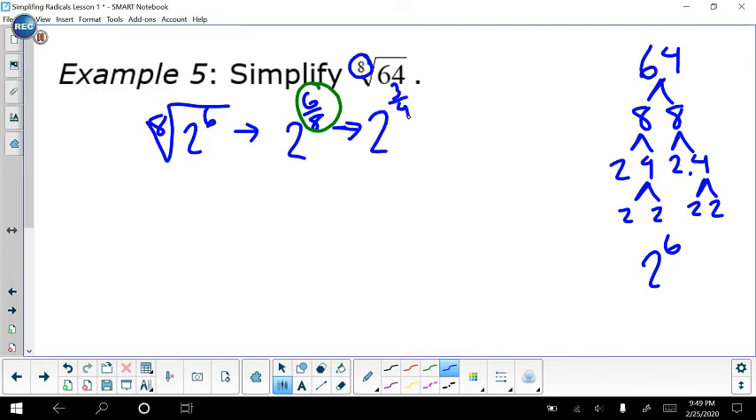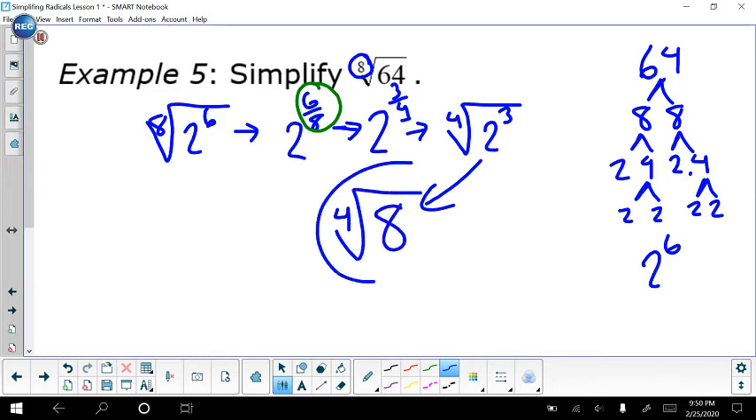Okay, now because we initially had a radical to begin with, we have to convert this back into radical form. So that means our 4 is going to go as the index, so that's going to be the 4th root of 2 to the 3rd. Now we still have an exponent on the inside, and I don't want the radicand to be an exponent, so we need to multiply 2 times 2 times 2, which is 8. So our final answer is going to be the 4th root of 8. And that's how we simplify that problem.